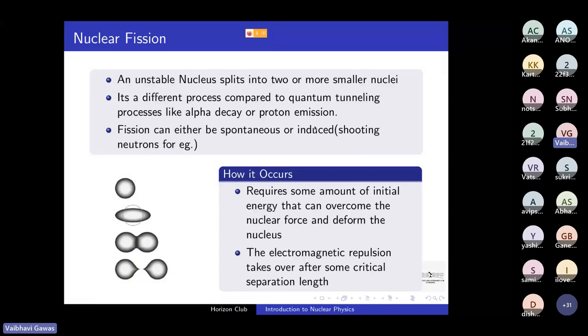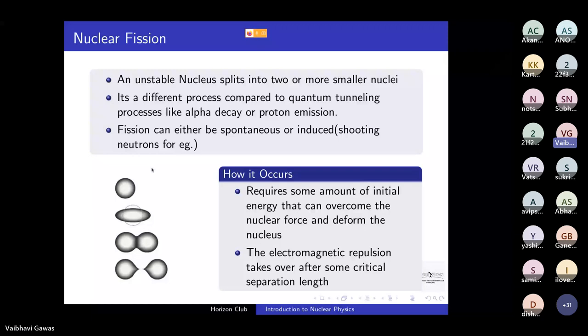So most of the nuclear fission processes have to be induced. In the case of unstable nuclei the process is spontaneous, but it is something that can be induced as well, such as by shooting neutrons. This is usually what happens in your nuclear reactors, where you have one heavy element, that is your uranium or lead. You shoot neutrons at it, and these neutrons induce the fission process, and the fission process in itself releases binding energy that can be utilized.